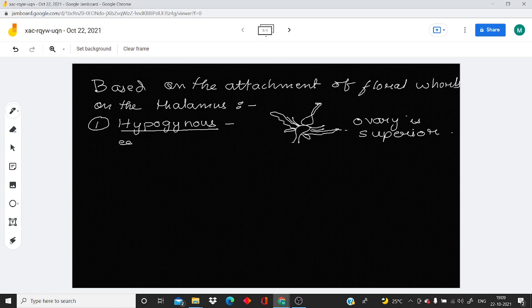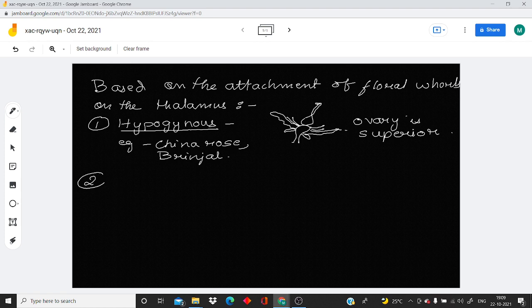Examples can be China rose. You can actually look at a flower and find it out. On the thalamus, where is the position of the ovary, you can actually see it. Also brinjal. Okay, these two examples will do.